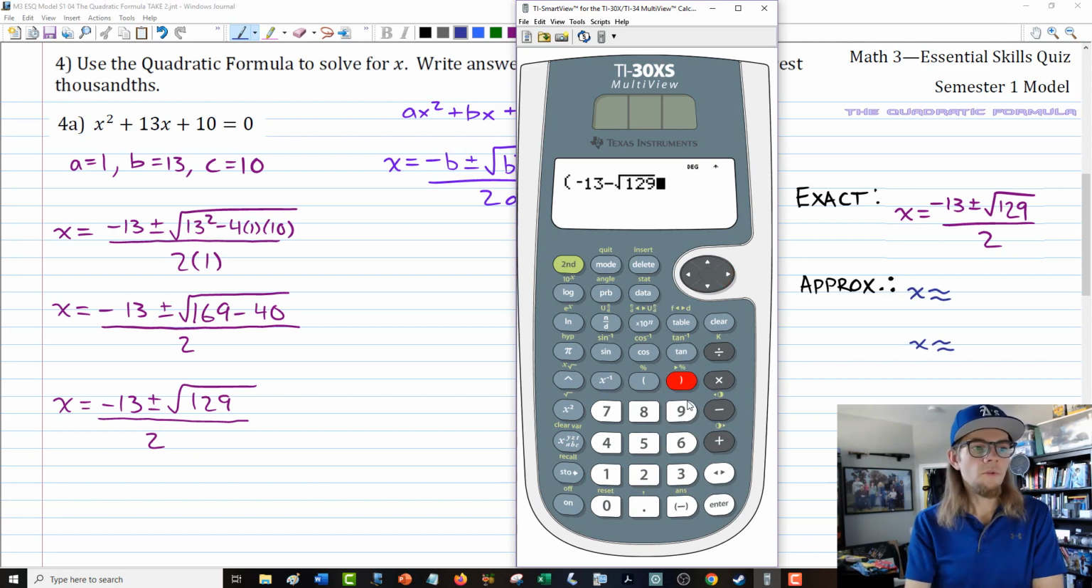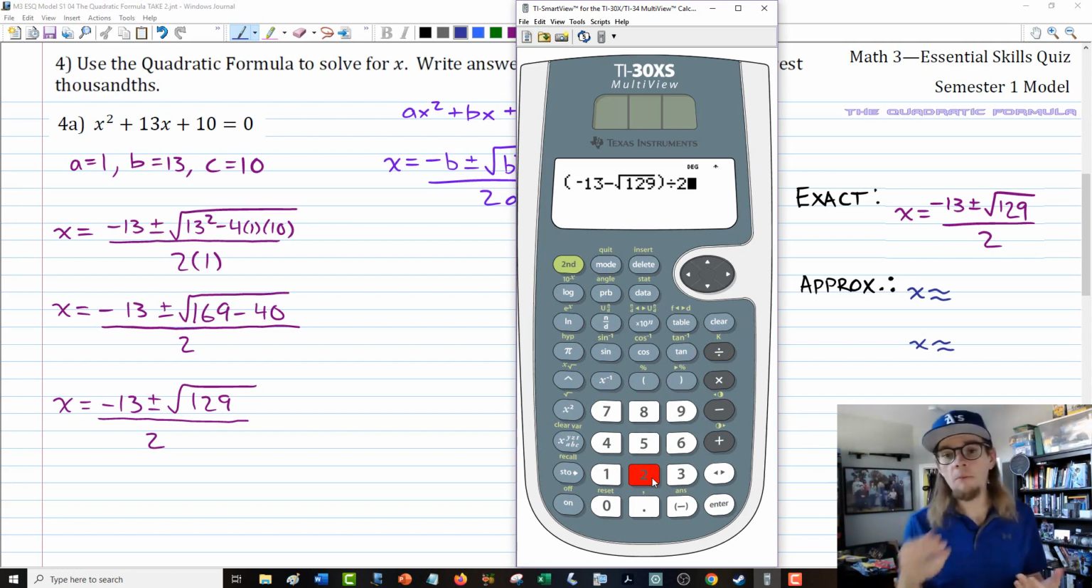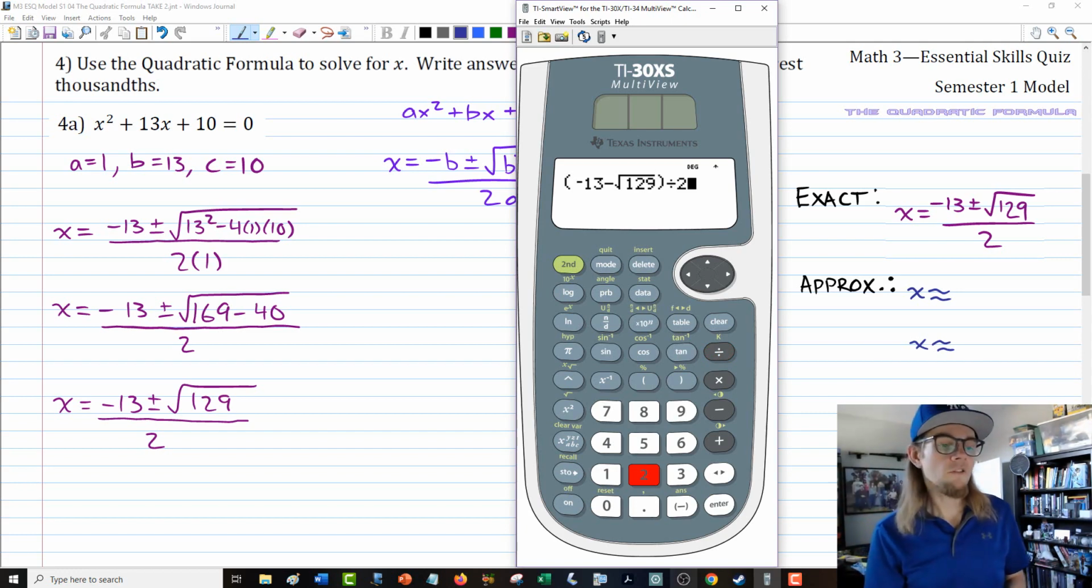And then we'll close the parenthesis. And then now that they're closed, we can divide the entire thing by 2. Now on a normal calculator, you just press enter and it'll give you a nice decimal approximation. We don't have that luxury on this calculator. In order to get the decimal, I have to press that little button first and then press enter.